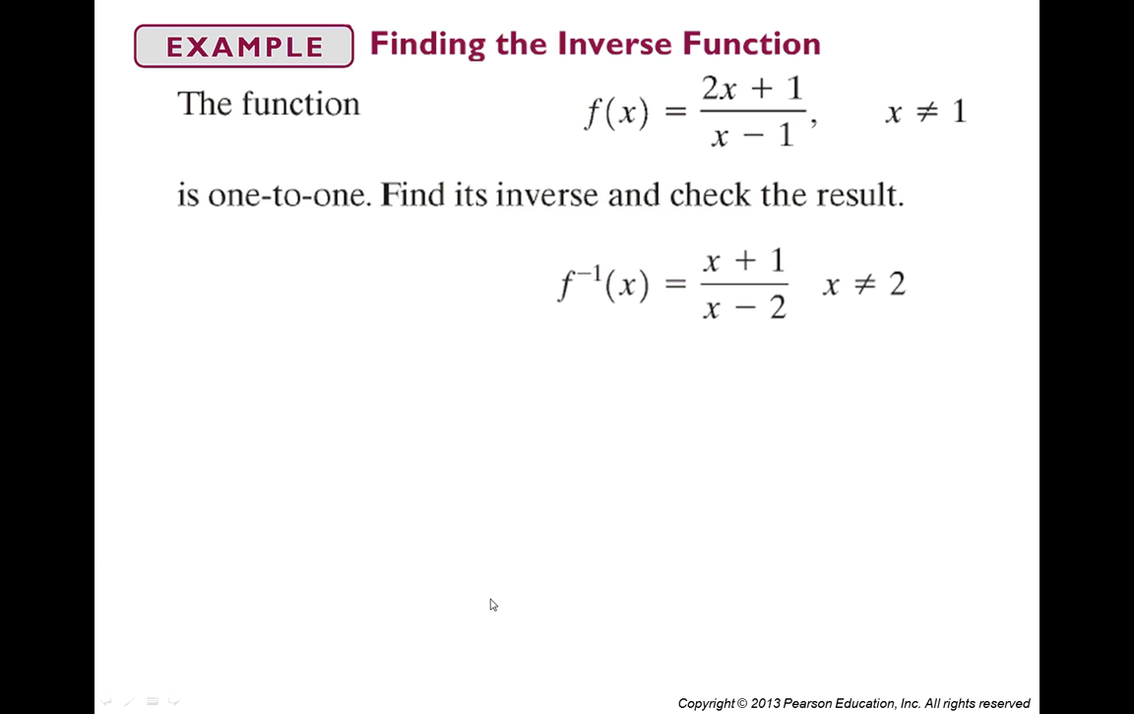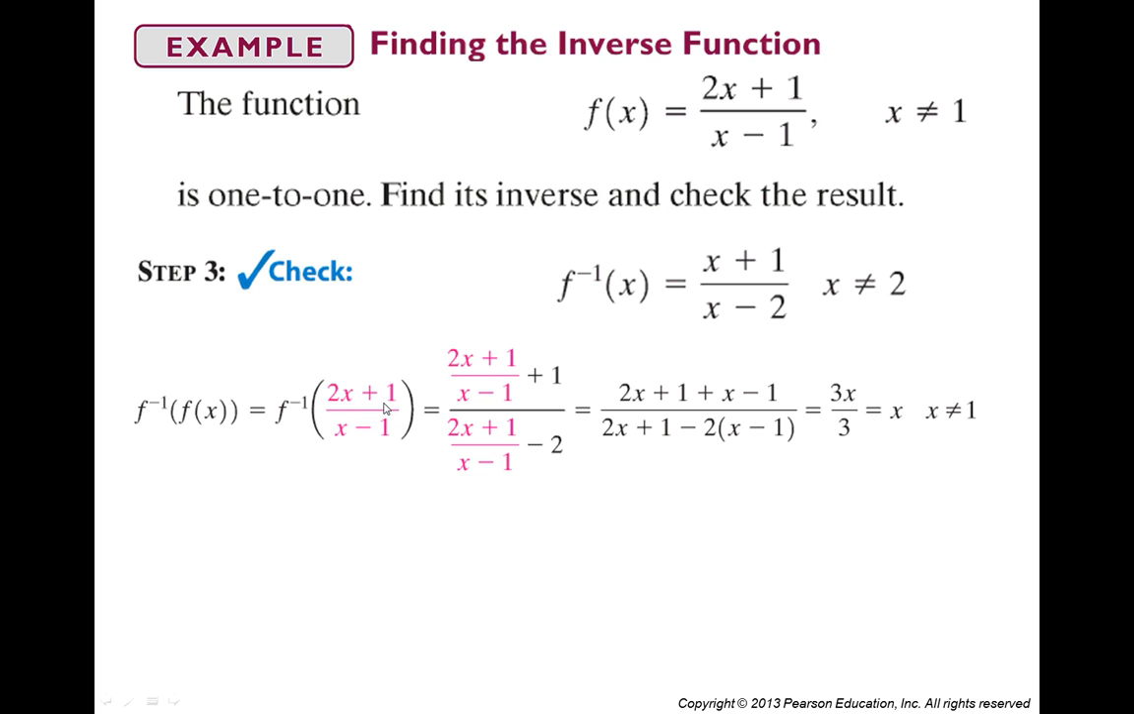Then we want to check it. So we're going to plug in 2x plus 1 over x minus 1 and make sure when we do that operation on it, we get out just x. And remember, x cannot equal 1 because it makes my function's denominator 0.